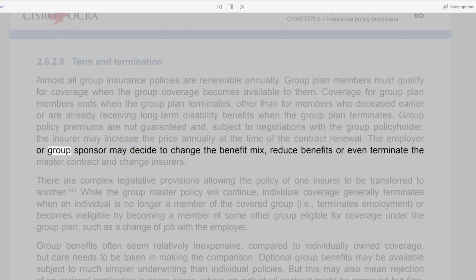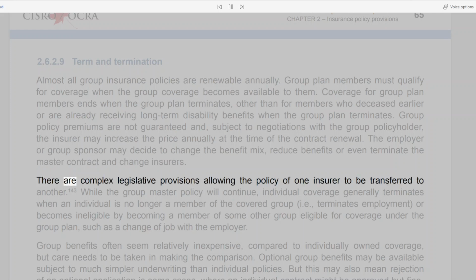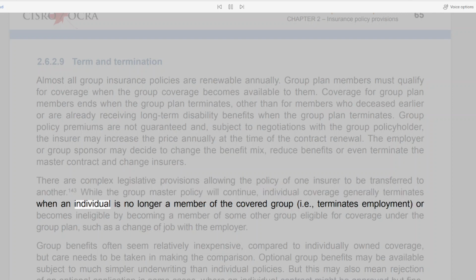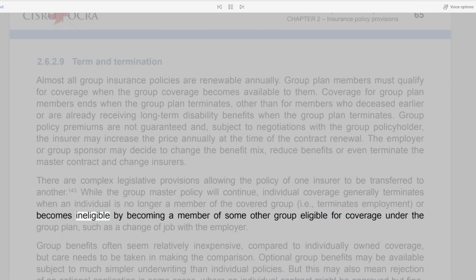The employer or group sponsor may decide to change the benefit mix, reduce benefits, or even terminate the master contract and change insurers. There are complex legislative provisions allowing the policy of one insurer to be transferred to another. 143. While the group master policy will continue, individual coverage generally terminates when an individual is no longer a member of the covered group, i.e., terminates employment, or becomes ineligible by becoming a member of some other group eligible for coverage under the group plan, such as a change of job with the employer.